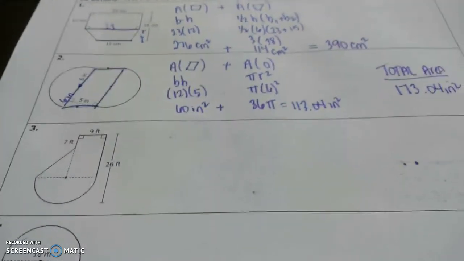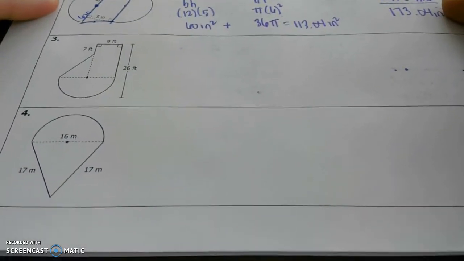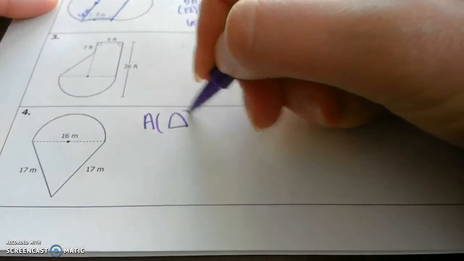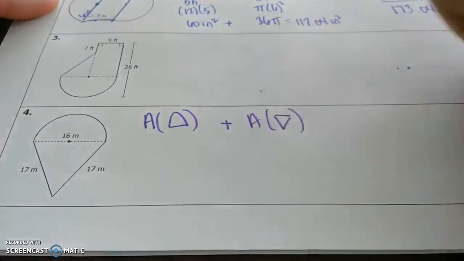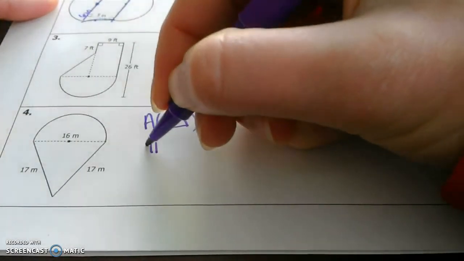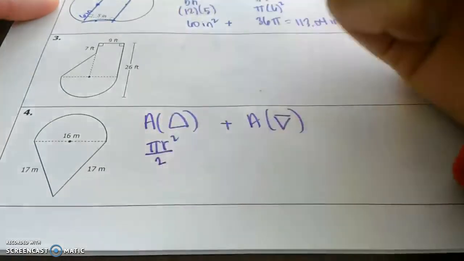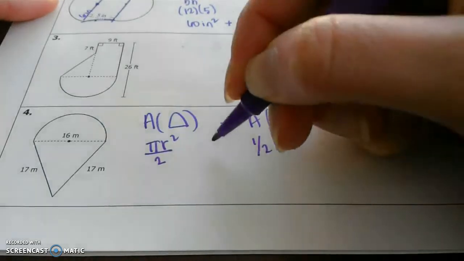Okay? Okay. Another one right here, number 4. I see I have a semicircle or a half circle, plus I need to find the area of a triangle. A semicircle is a circle's area, but you cut it in half. And then a triangle is half times base times height.